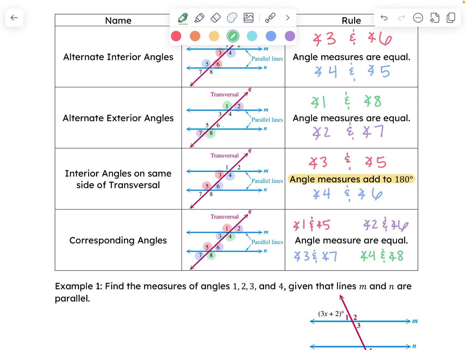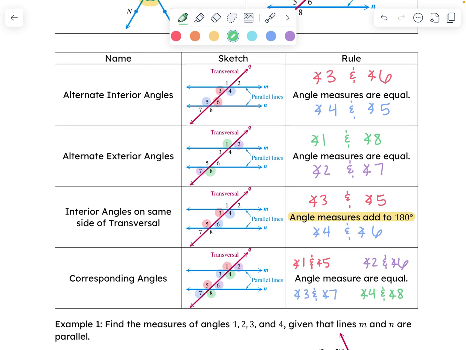Now, these are 4 different relationships that show up in this diagram of the 8 different angles. But these are not the only relationships that are present. There are a lot of other relationships that are present. So just keep that in mind as you go through these problems.